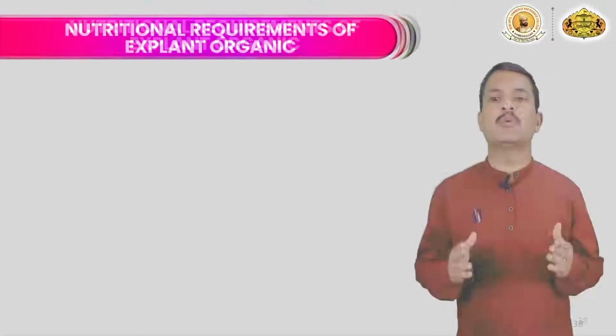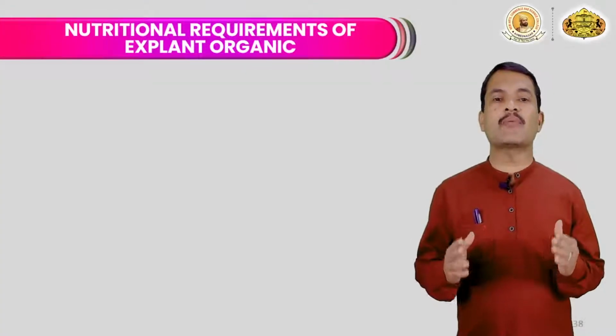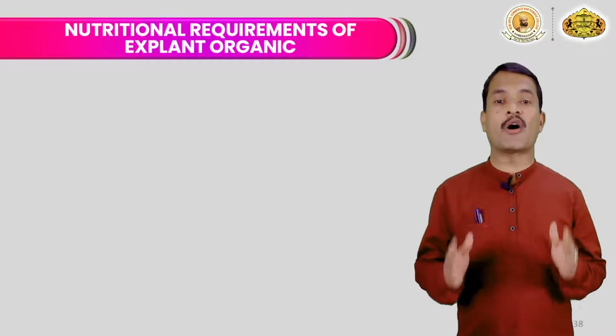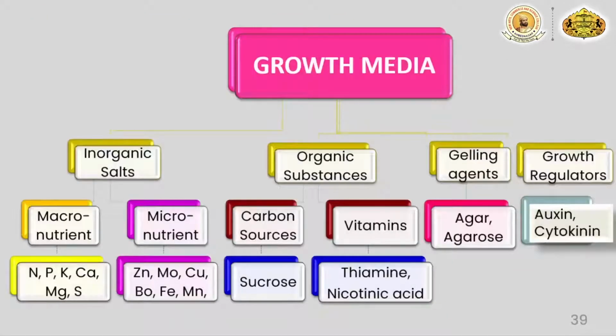In this session, we'll talk about nutritional requirements of the eggplant, particularly organic. We know that plants need different types of nutrients. Out of that, organic substances are also one of the important components required by the plant under in vitro condition as well as in vivo condition. Already we have discussed the inorganic component. Now we are going to talk about the organic substances.